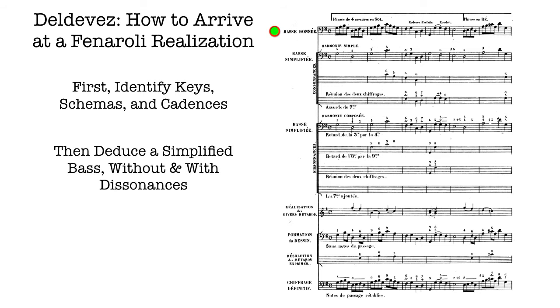Within each phrase, one should first deduce a simplified bass. And that would be with consonances only. That includes the 7th of a dominant chord, and with added dissonances, so that could be suspensions, passing tones, etc.